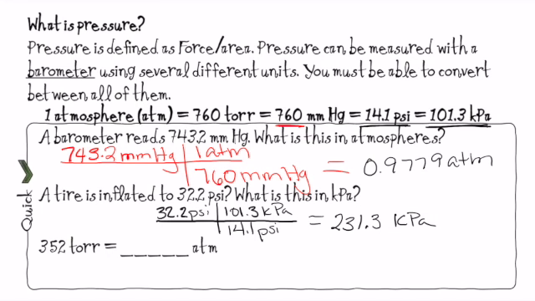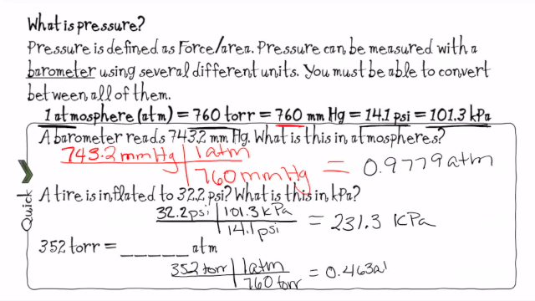Okay, in our last example, we have 352 torr. We need to know how many atmospheres. So 352 goes in the first box. We're looking for atmospheres. So 1 atmosphere is equal to 760 torr. So the 760 torr go at the bottom. And we have 0.463 atmospheres. If you need a refresher on dimensional analysis, check back with the moles video.